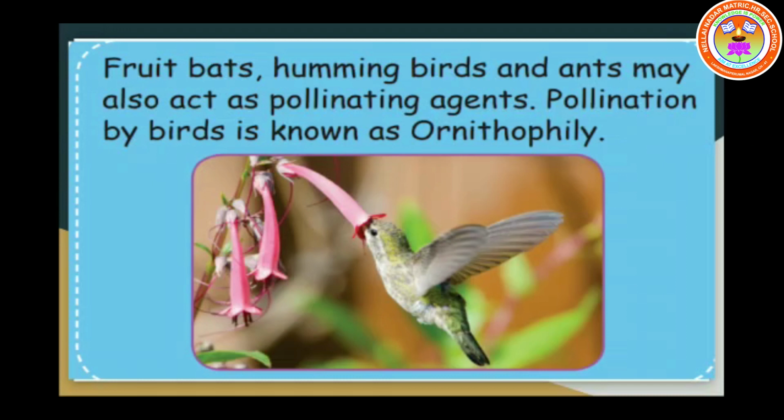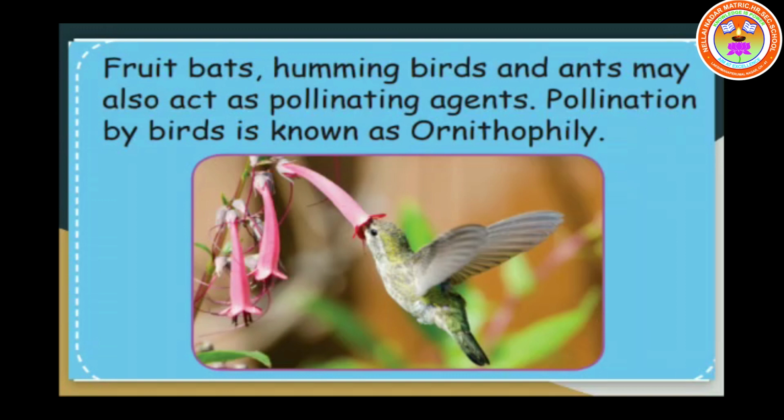Fruit bats, hummingbirds, and ants may also act as pollinating agents. Pollination by birds is known as Ornithophily.